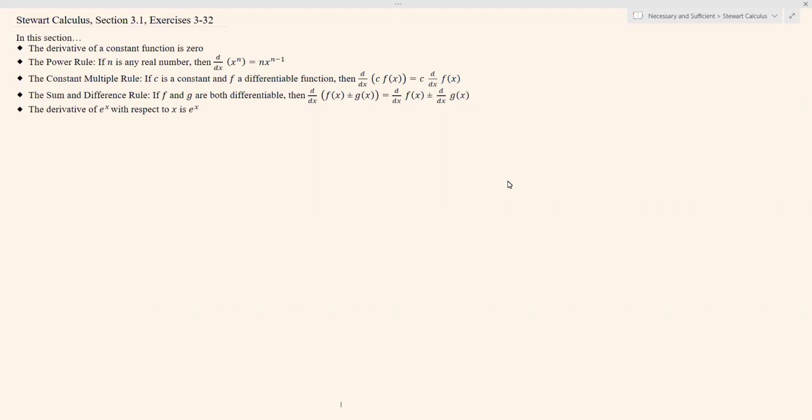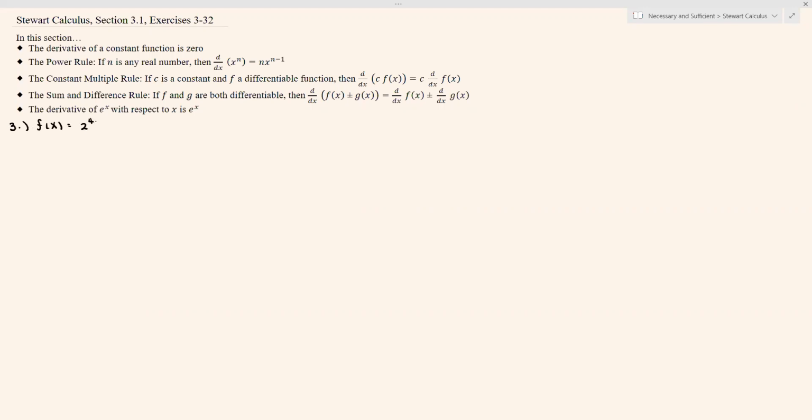So for those of you who have read ahead through the book, you might notice that the product rule and the quotient rule, as well as the chain rule, are missing from this section. Some of these exercises are certainly made easier using those rules, but in sticking with the themes of 3.1, we're going to limit ourselves to the rules listed here. So let's get started.